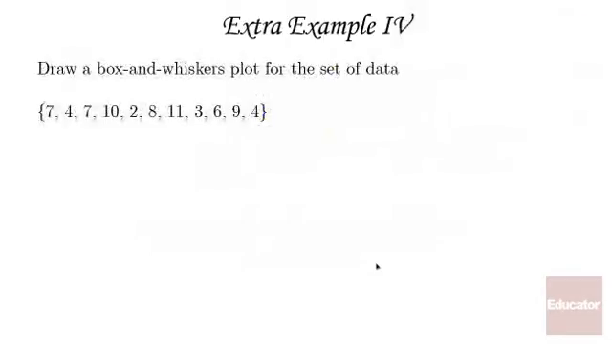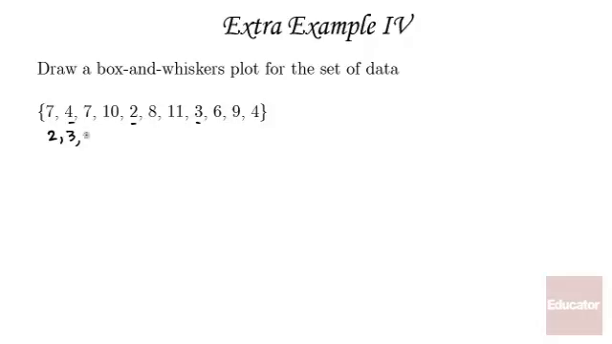And then the fourth example, okay, we're going to draw a box and whiskers plot for the set of data. So again, we're going to find the median, and the way we do that is to list the numbers out from least to greatest. Okay, and then the keyword for median is middle, right? Okay, so smallest number, 2. We've got 2, then the 3.